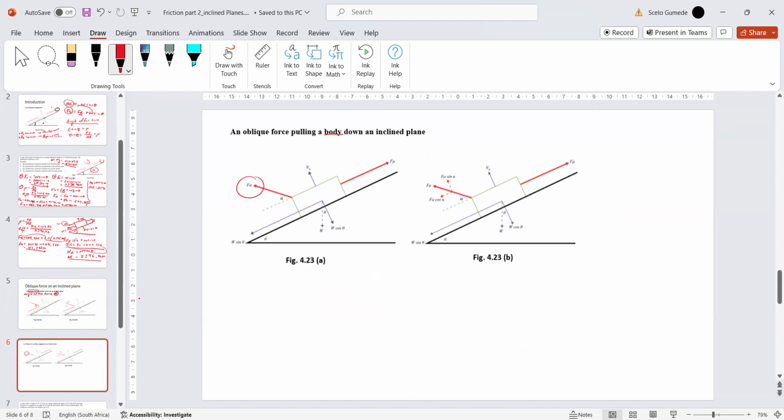It means it's pulling it down. But how many components are we going to have? Going to have that component and that component. Very important concept to be able to resolve this into components. Some will come here and do this. Still okay. This would be your W cos theta.